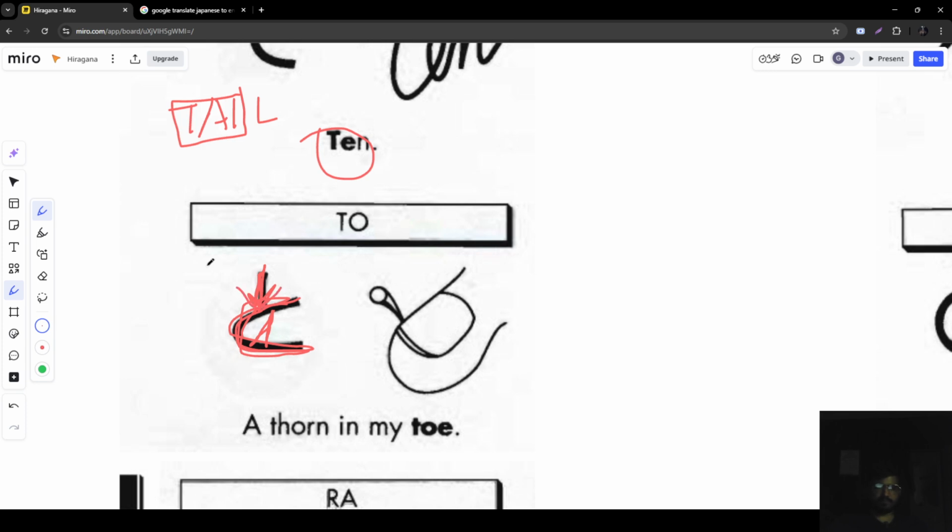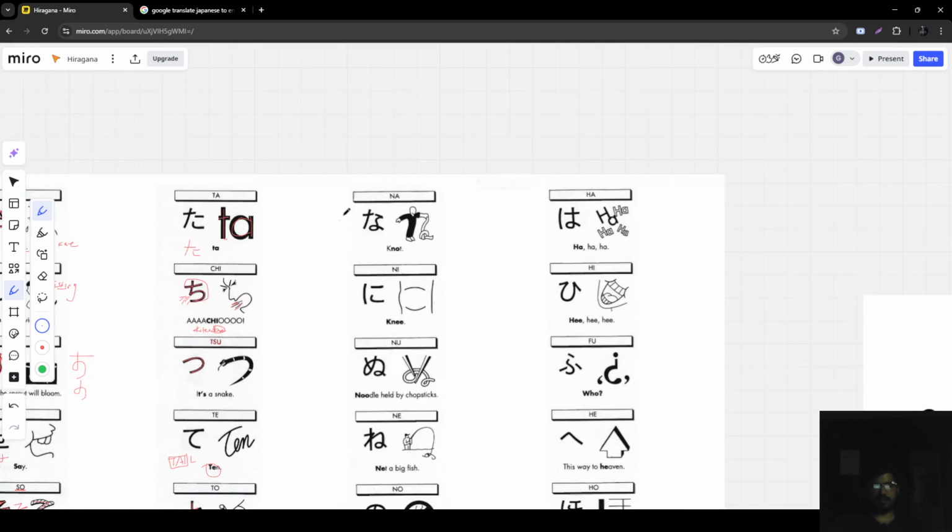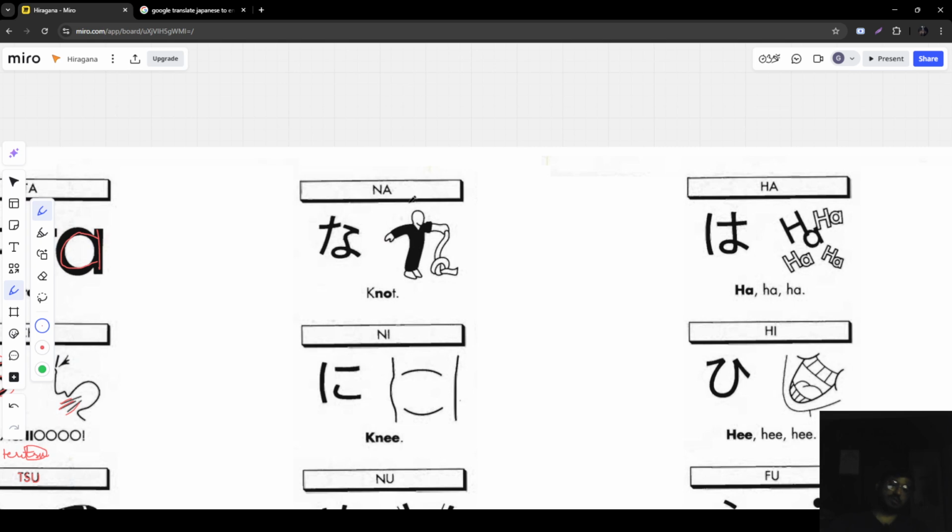Got it? Again, there's another way that you could remember it, but I think this one's better. Another way is a tornado. This says a tornado, but this one is better because this is the toe, a thorn in my toe, or a tornado, whichever way suits you. Just remember it. Okay. So the consonant T is also done.